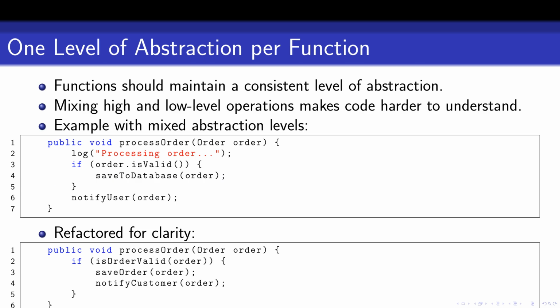Consistency is king, and this slide shows why functions need one level of abstraction. The messy example mixes high-level logging with mid-level validation and low-level database calls. It makes your brain do gymnastics to follow it. The refactored version lifts everything to the same level: validate, save, notify. It's smoother, cleaner, and doesn't make you squint to figure out what's what.